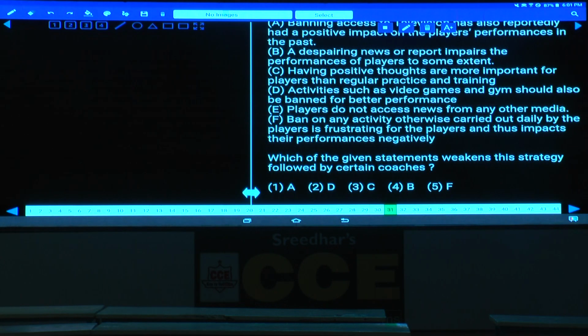Which of the following weakens this strategy followed by certain coaches? Weakens. Weakens means now we need to prove that there will be a negative effect on this one.